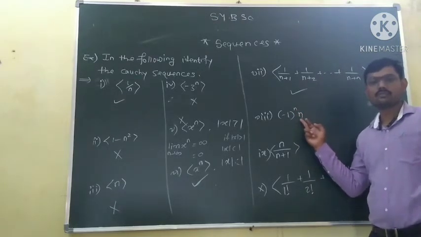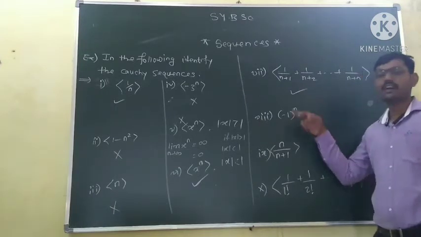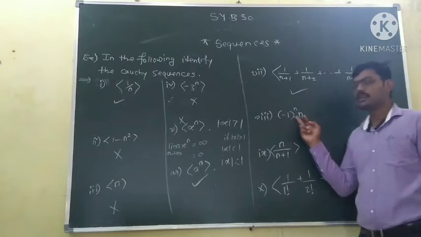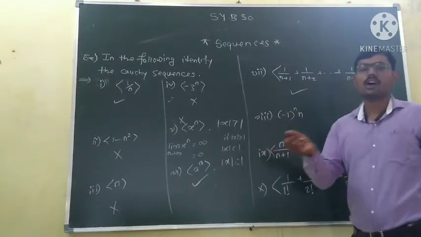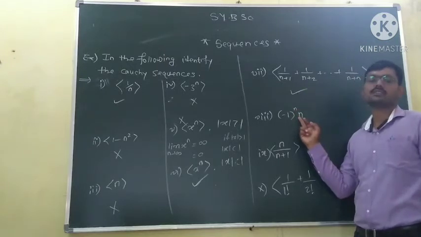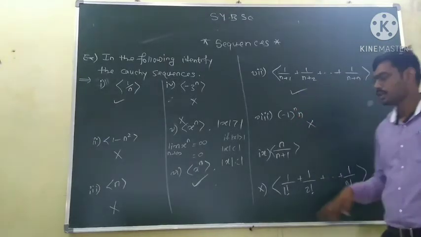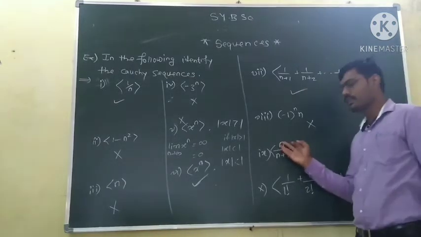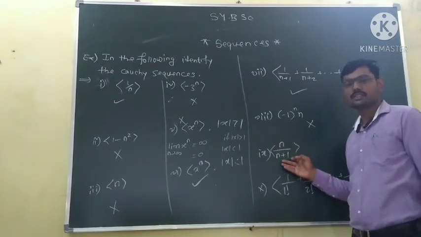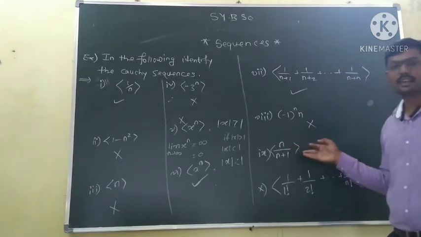We know this sequence oscillates infinitely. And this sequence tends to either plus infinity or minus infinity, depending on the value of n. So this sequence is also not convergent, so not a Cauchy sequence. We have also seen this sequence.